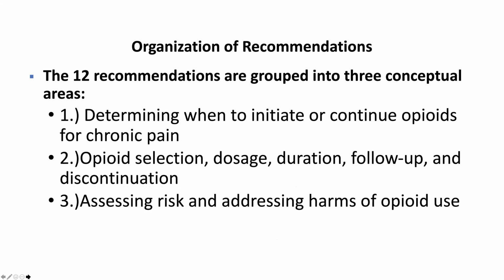The recommendations were broken down into several types. I'm not going to go through all of this, but I'll give you the information so you can get it if you want. You determine when to initiate and continue opioids for chronic pain, how to select which opioid, what dose, what duration, what follow-up, when to discontinue, and how to discontinue. Assessing the risk and addressing the harms is also an important component.